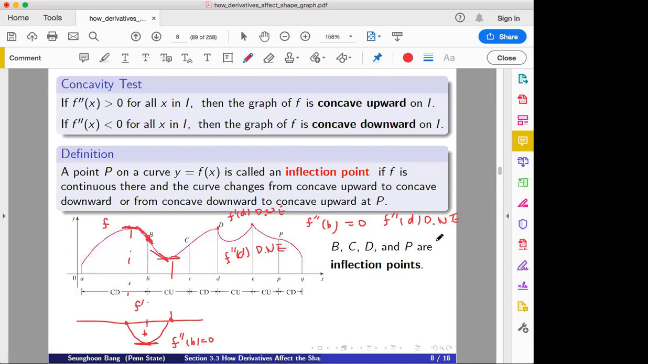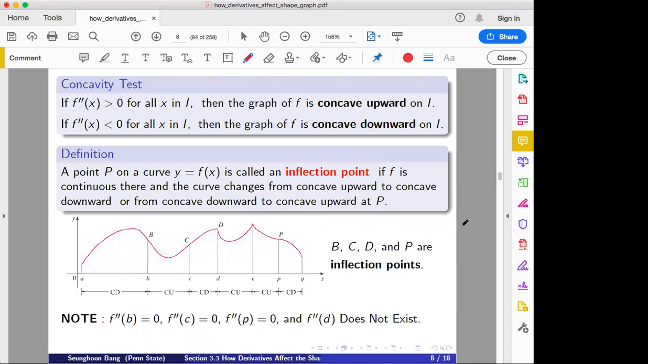You got it? What is the property of an inflection point? The second derivative is 0 or does not exist. We know this kind of result. Note it like this: the second derivative at B, C, P is 0. The second derivative at D does not exist. One more, the function f is well connected, a continuous function. So how can you check if the graph has an inflection point or not? You can check whether the second derivative equals 0 or does not exist.